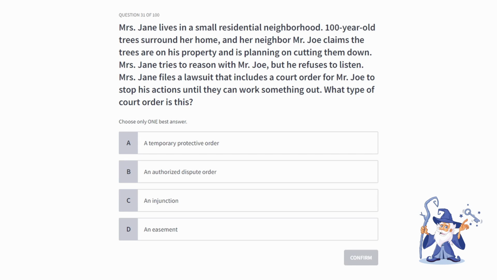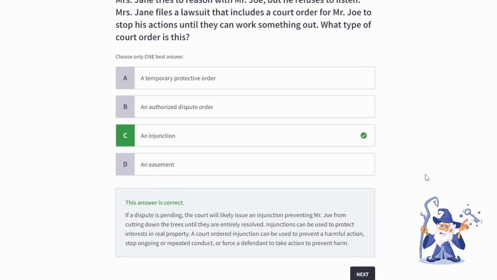Okay, so what is the correct answer for this one? Well, it's going to be C, an injunction. So if a dispute is pending, the court will likely issue an injunction preventing Mr. Joe from cutting down the trees until they are entirely resolved. Injunctions can be used to protect interest in real property. A court-ordered injunction can be used to prevent a harmful action, stop ongoing or repeated contact, or force a defendant to take action to prevent harm. So yeah, in this case, obviously it would be an injunction.